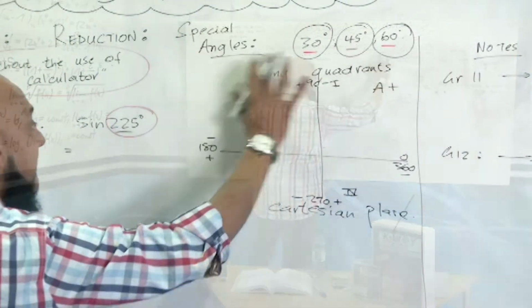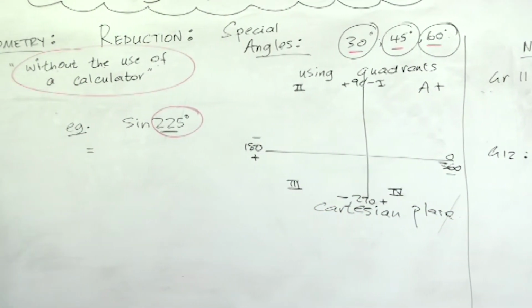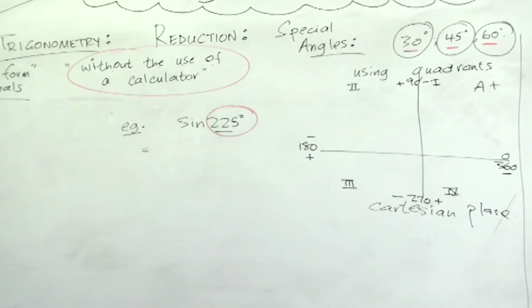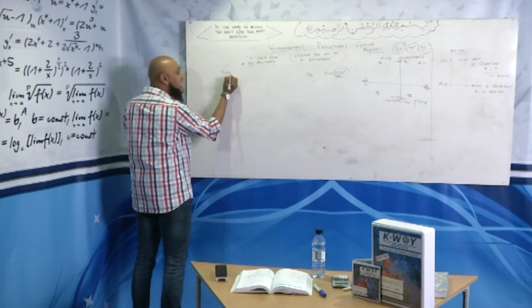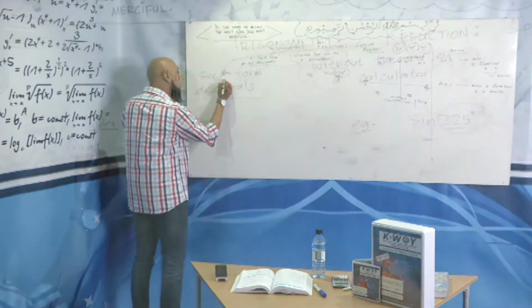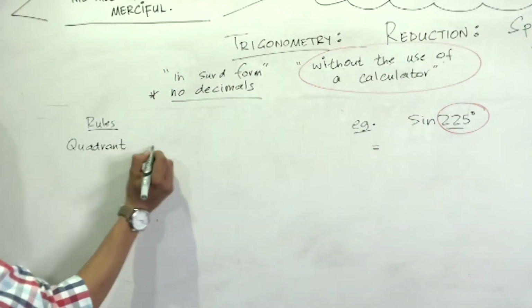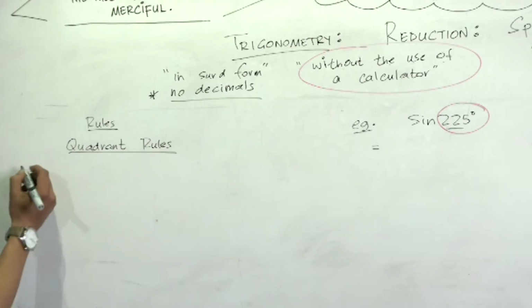That is your Cartesian plane. We have sine 225. And the first rule that I'm going to put down, right? Rules. When we are dealing with quadrants, here are your quadrant rules.